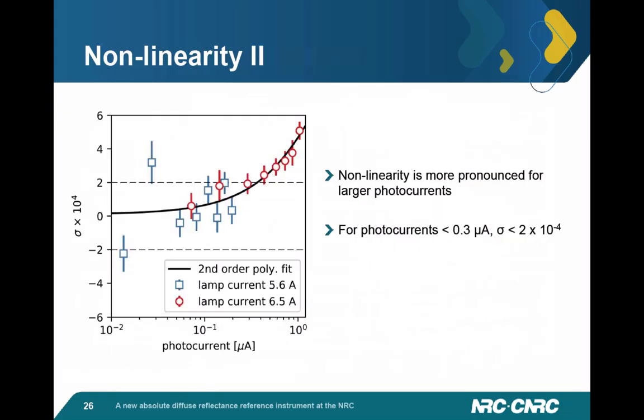This is an example data set for our photomultiplier tube for photocurrents between about 0.015 microamps and 1 microamp. You can see there is a systematic trend, especially at larger photocurrents, where the nonlinearity becomes more pronounced. However, for photocurrents below about 0.03 microamps, this nonlinearity is modest, about 2 parts in 10,000, which, compared to the other typical sources of uncertainty in this type of measurement, would be expected to make a modest contribution.